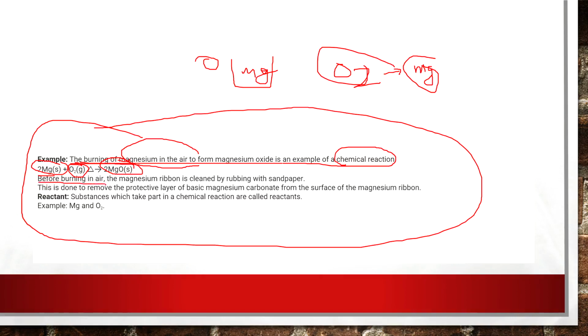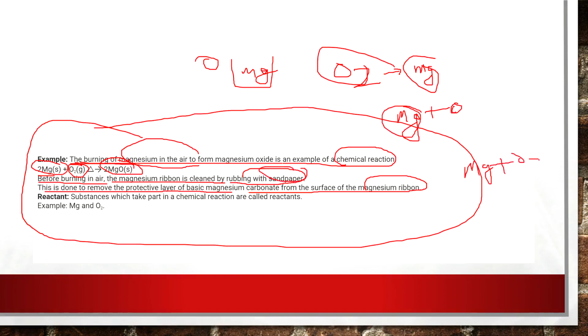So before burning in air, magnesium ribbon is cleaned by rubbing with sandpaper. Okay, then after this is done to remove the protective layer, basic magnesium carbonate, from the surface of the magnesium ribbon. ठीक है, मैग्नीशियम कार्बोनेट को रिमूव किया जाता है. It removes the magnesium carbonate through the help of sandpaper such that magnesium burns with oxygen clearly to form what, MgO. Okay, so you have to keep in mind that.